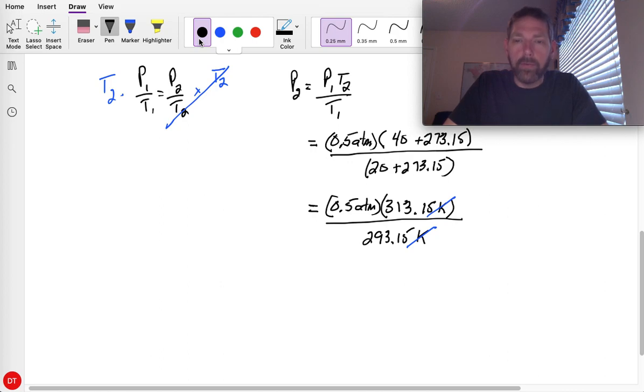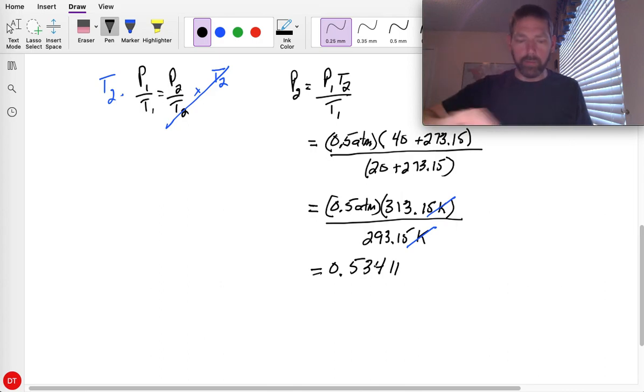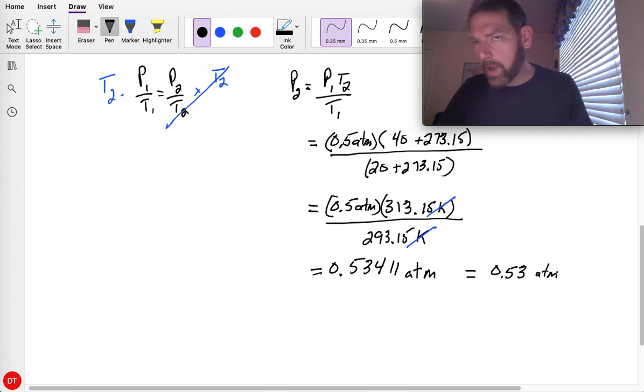And then divided by 293.15, we get 0.53411 and a bunch of other numbers. There's some 2's and finally a 9, right? And then that would just be atmospheres, which is good. We're solving for P2, so we should have atmospheres. And so, you know, our answer is about 0.53 atmospheres, 0.534 atmospheres. Depends on how many significant digits you want to use.